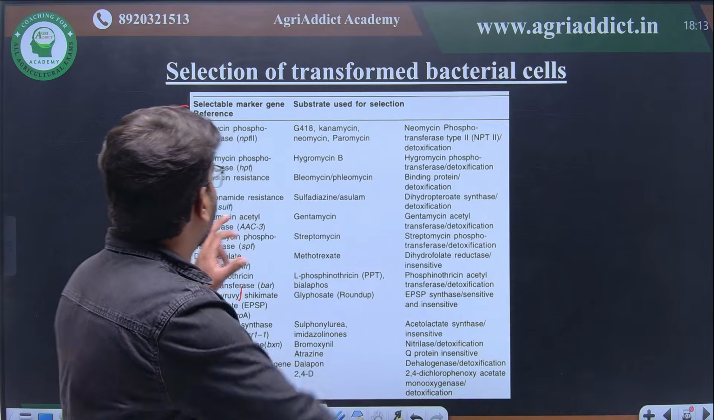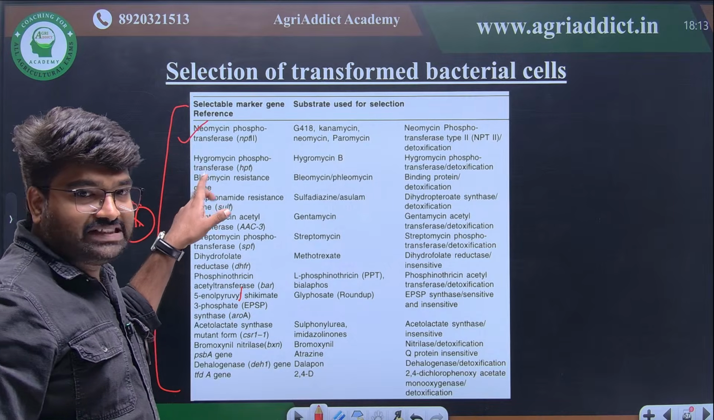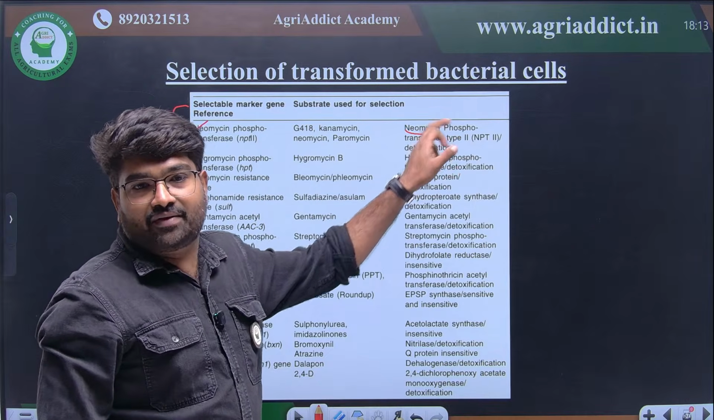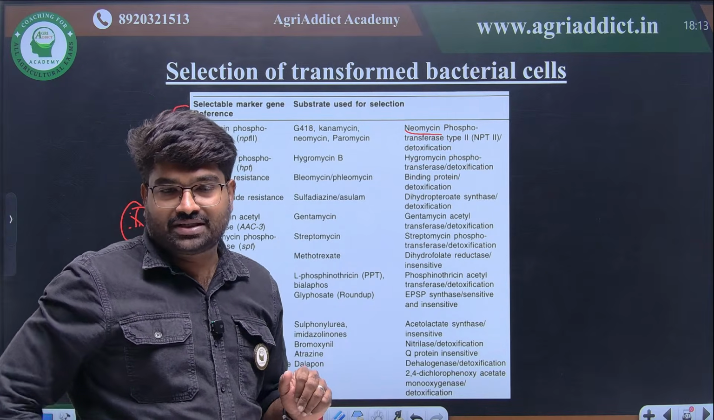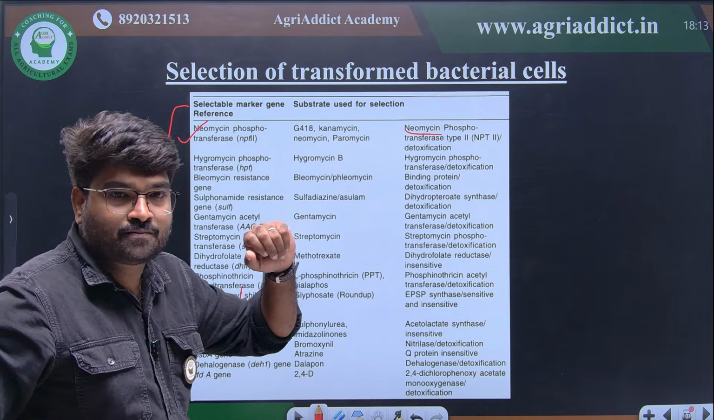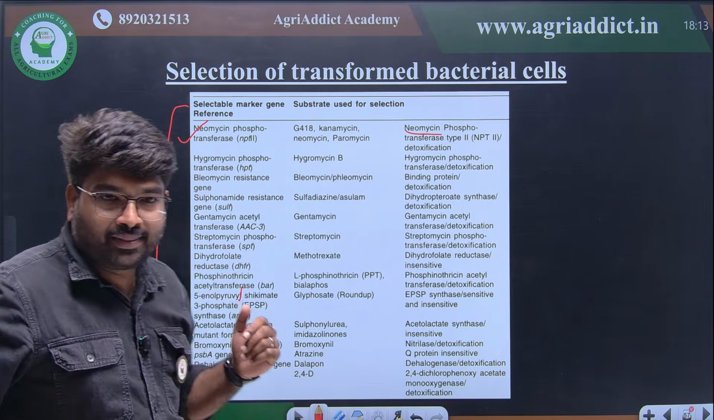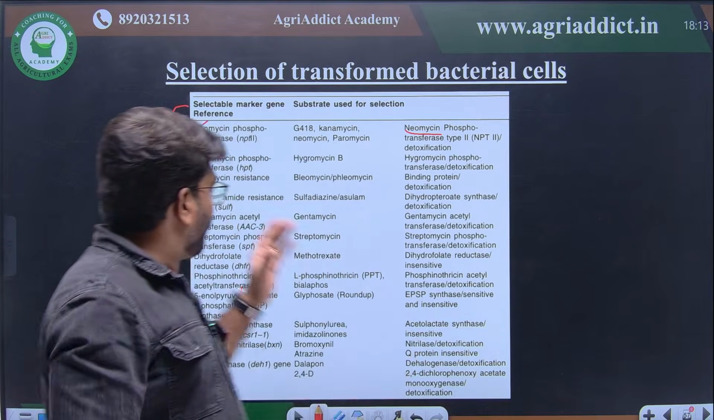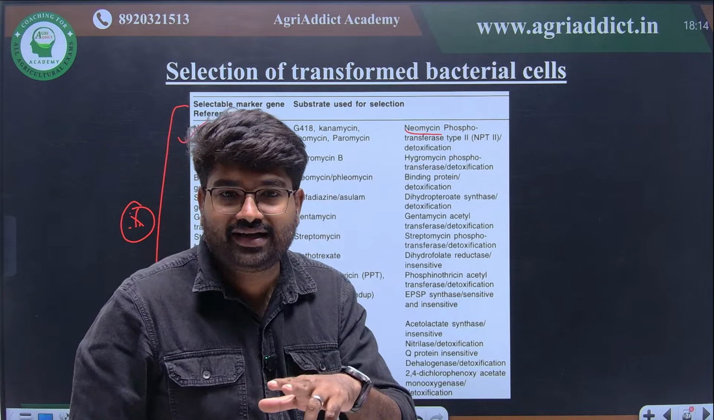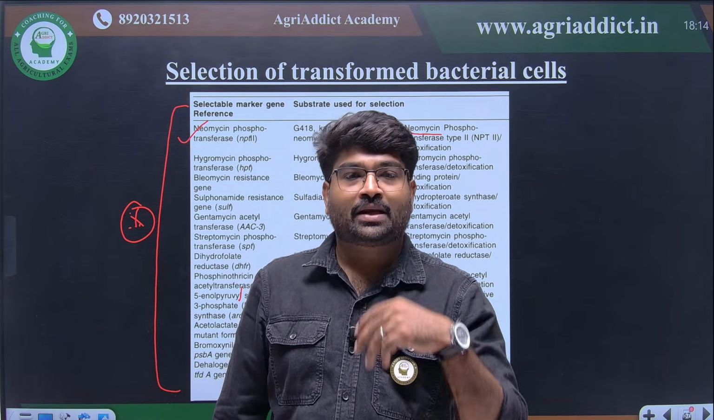For example, take neomycin phosphotransferase. What will that gene do? It will phosphorylate the neomycin compound, and because of that, it will become inactive. Clear? So if the neomycin phosphotransferase gene is present in the bacterium, the E. coli will be resistant to that particular antibiotic. I hope this is clear. Like that, you have to read: what are the bacteria, what are the antibiotics, what is the mode of action, and whether it is an example of a selectable marker or a scorable marker.